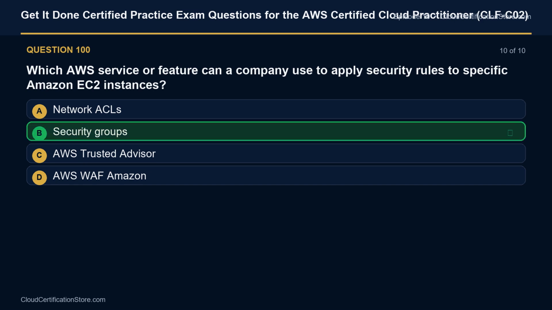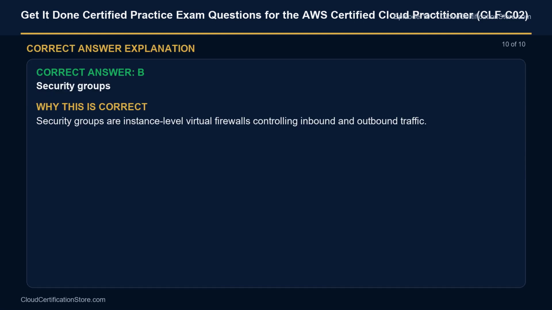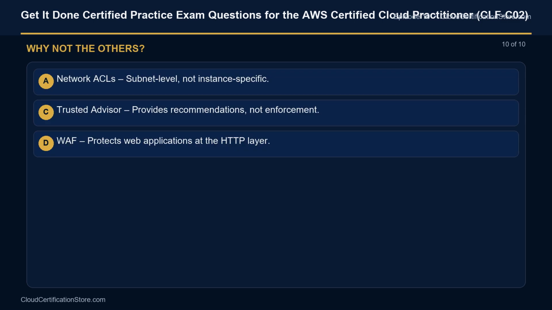The correct answer is B, Security Groups. Explanation: Security groups are instance-level virtual firewalls controlling inbound and outbound traffic. Why not option A? Network ACLs are subnet level, not instance-specific. Why not option C? Trusted Advisor provides recommendations, not enforcement. Why not option D? WAF protects web applications at the HTTP layer.